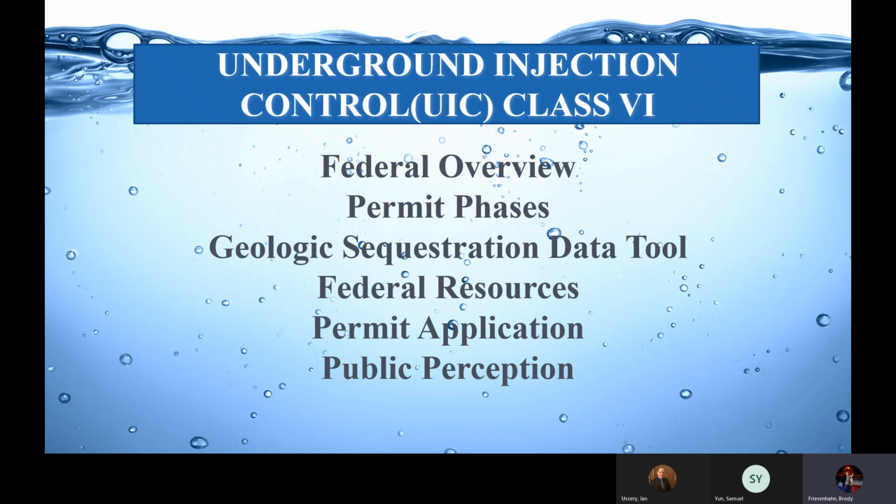So this is just a brief overview of where we're headed with this talk. We're going to go through a federal overview, permit phases, the ins and outs of the Geologic Sequestration Data Tool, or GSDT, the federal resources, permit application, and then public perception, all related to the Class 6 process.